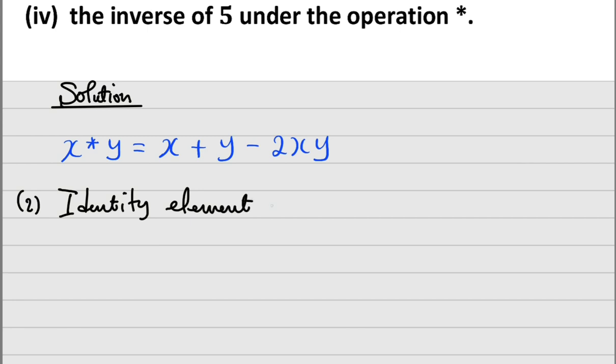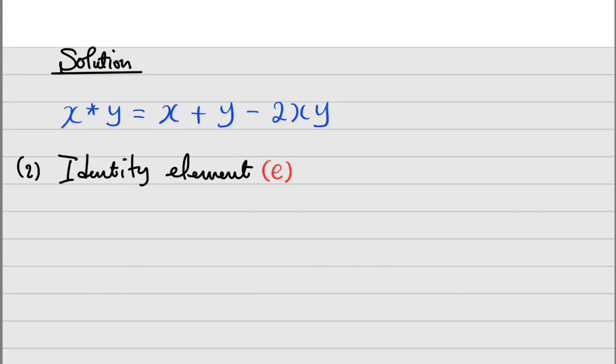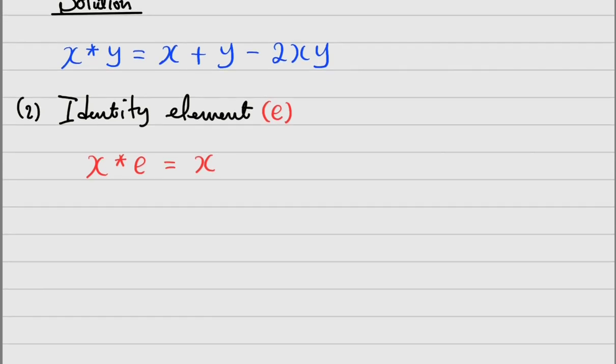Now, the identity element is represented by the letter E. All right, that shows identity element. And identity element is also referred to as the neutral element. So take note of that. Now, what is the condition that will help us to find the identity element? The condition is x asterisk E must be equal to x. Remember, I told you we are going to be using this for everything that we need to do.